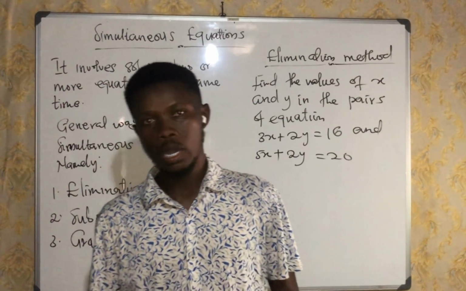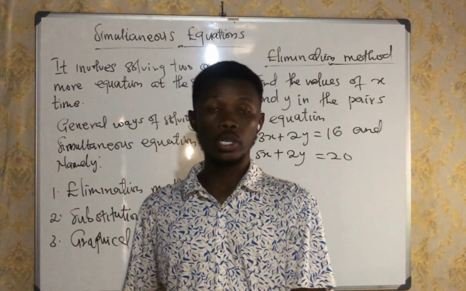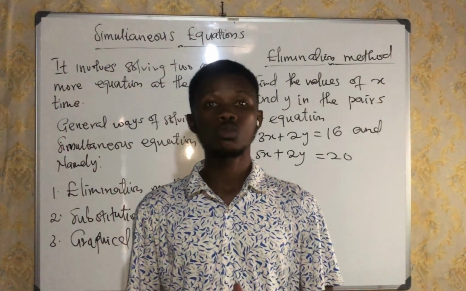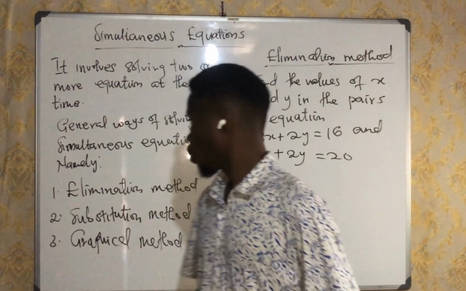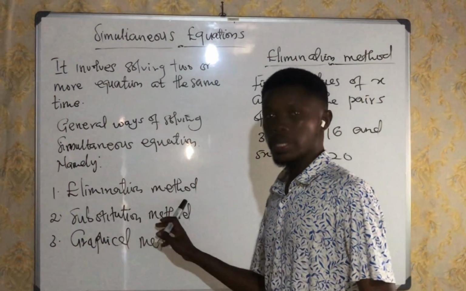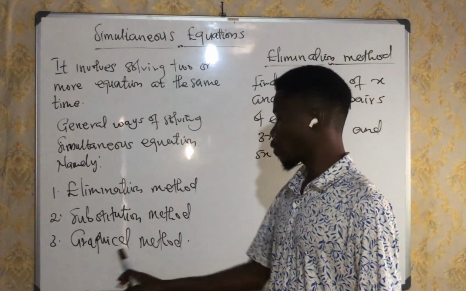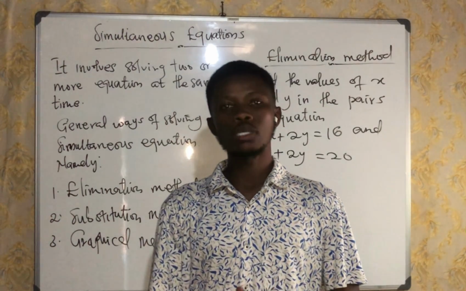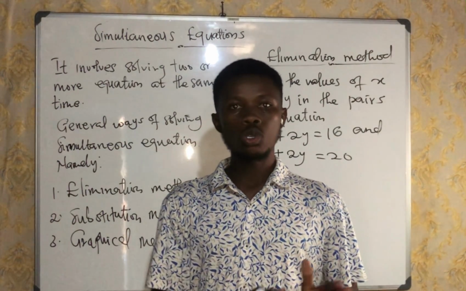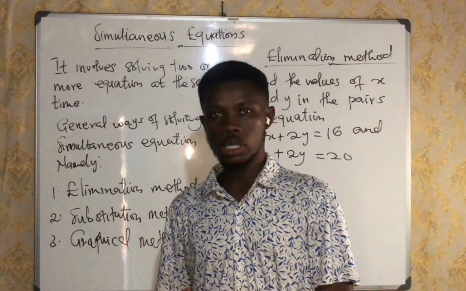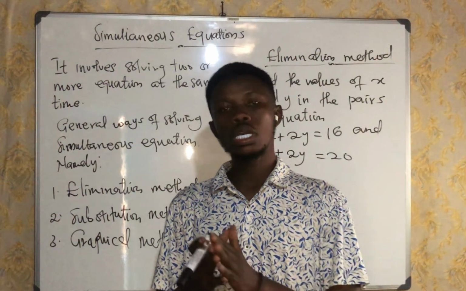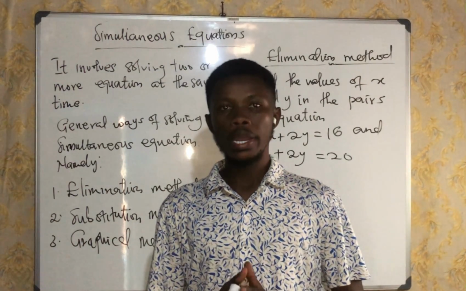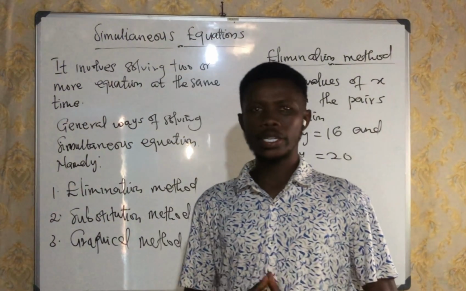Is that okay? Now, for you to be able to solve two or more equations at the same time, we have numerous ways of solving it, but we are going to limit ourselves to three general ways of solving it. We are going to look at the elimination method, substitution method, and graphical method. Now, if you are solving it and we have two equations, meaning that you'll be having two unknown variables. If you have three equations, it means that you have three unknown variables. If you have four unknowns, and so on. Now, let's look at an example.